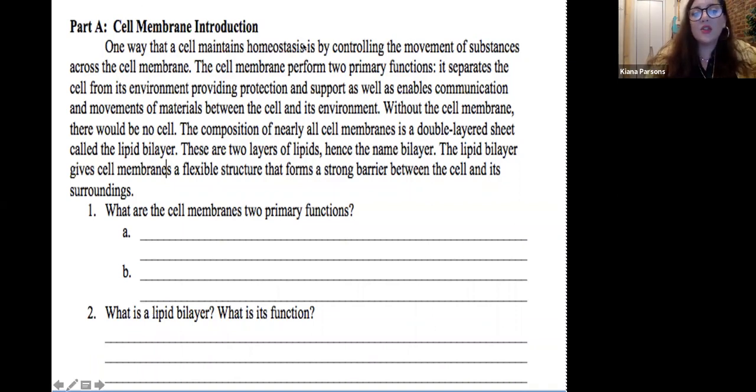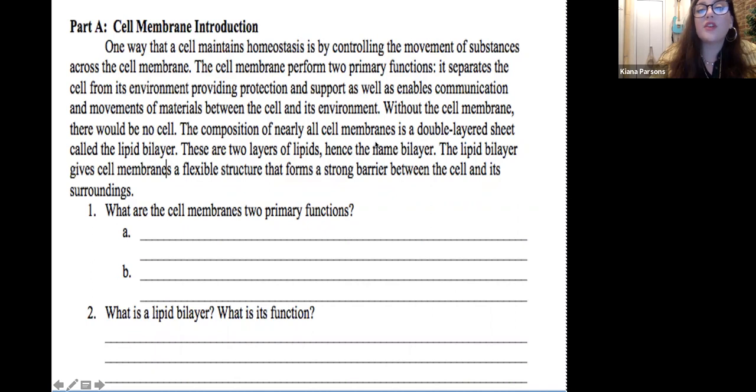One way that a cell maintains homeostasis is by controlling the movement of substances across the cell membrane, right? What goes in and out of the cell. And its two primary functions: separating the cell from its environment, providing protection and support. So enclosing the cell from its external environment, and enabling communication and movement of materials between the cell and its environment. Without the cell membrane, there would be no cell.